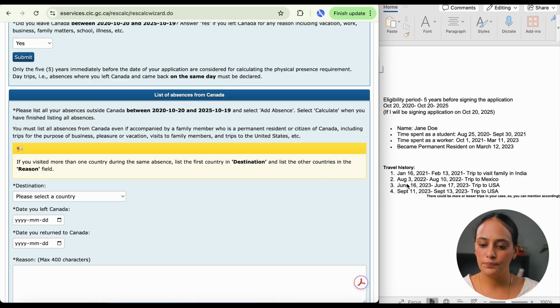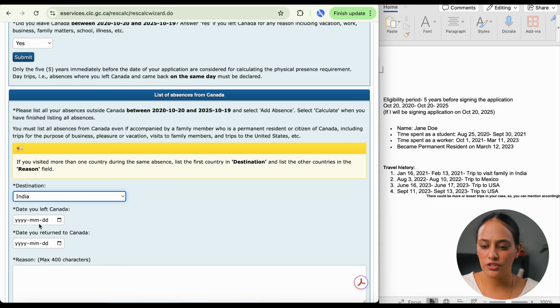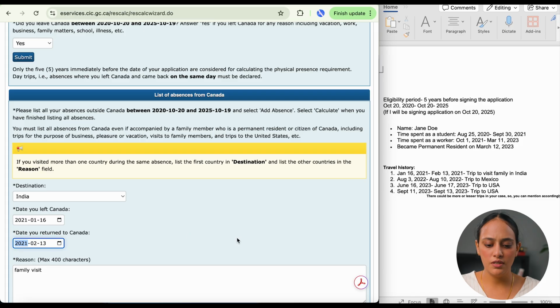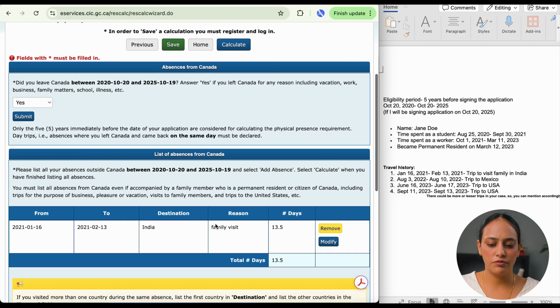So for my trips, my first trip was to India, so I'll select India and then enter the dates. From January 16, 2021 to Feb 13, 2021. And the reason, I would say family visit. After that, I have 3 more trips, so I would say add absence and then enter the details of the next trip.